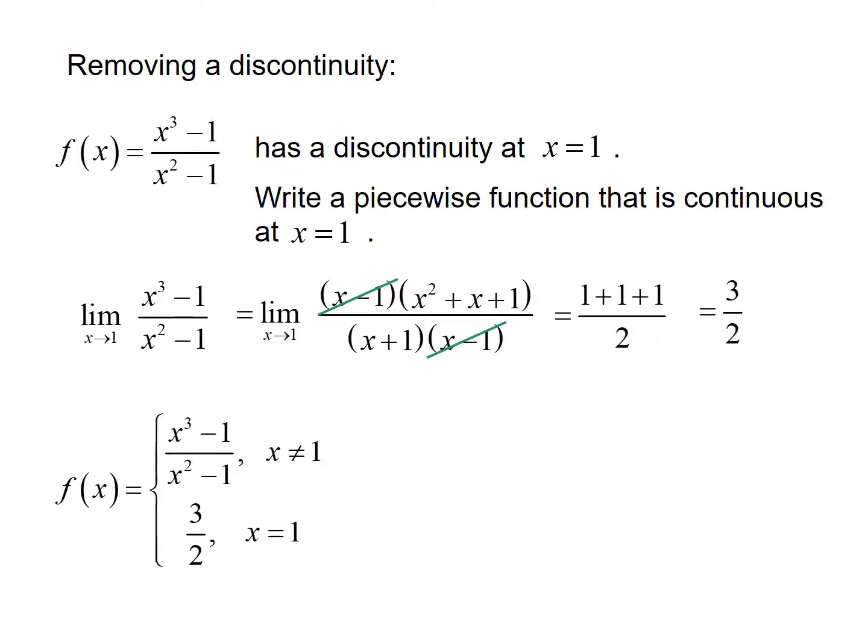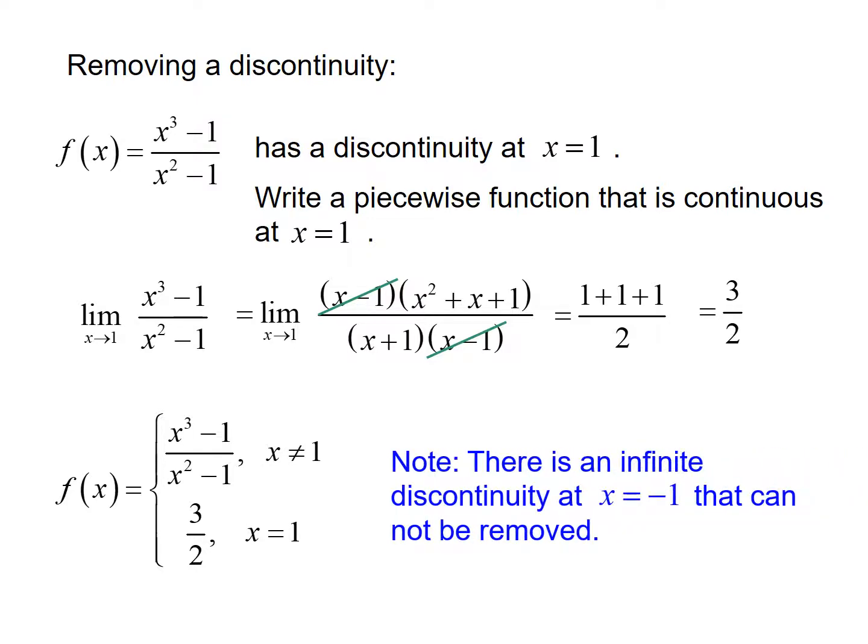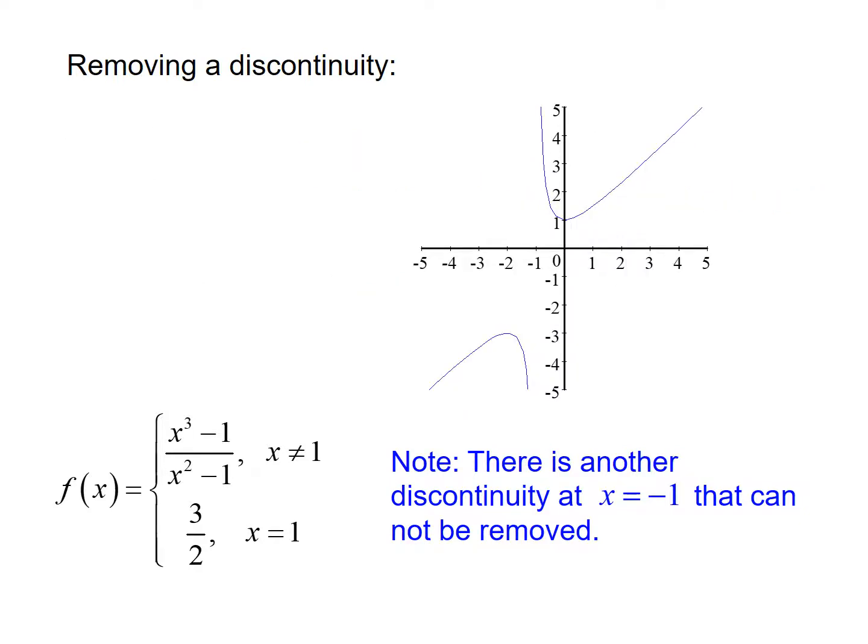Which tells us if we make a piecewise function, x cubed minus 1 over x squared minus 1, for all values of x where x is not equal to 1, and 3 halves when x equals 1, the function would now be continuous at x equals 1. Notice that there is still a discontinuity at x equals negative 1, which would be an infinite discontinuity, meaning there's no way for us to fill in that value. And here's the graph. And our point that we found, 3 halves, goes right there.